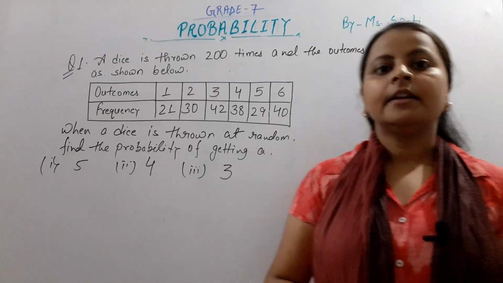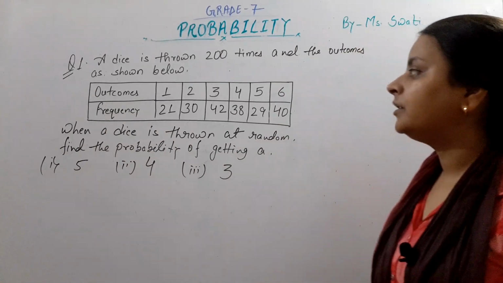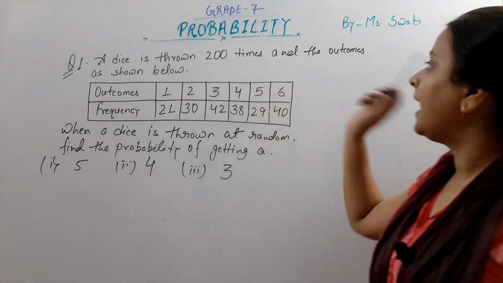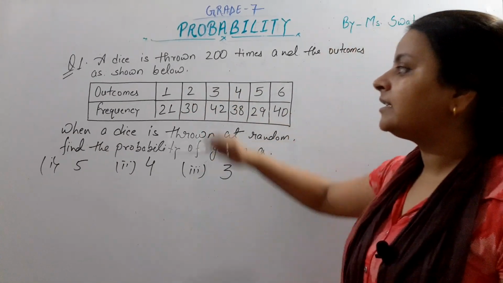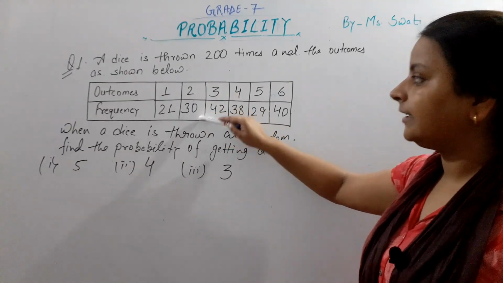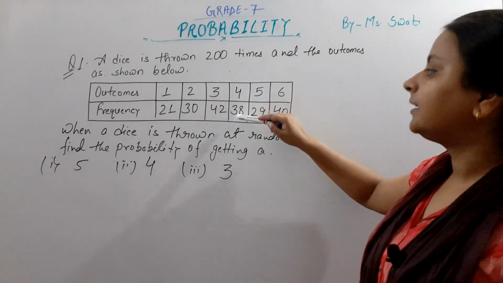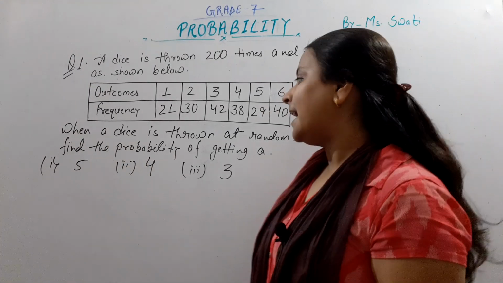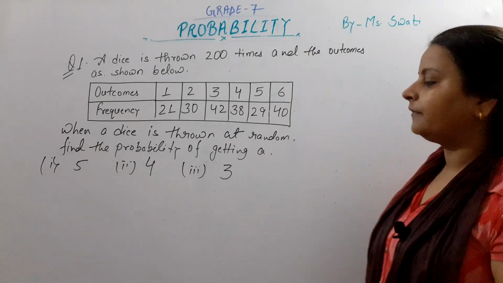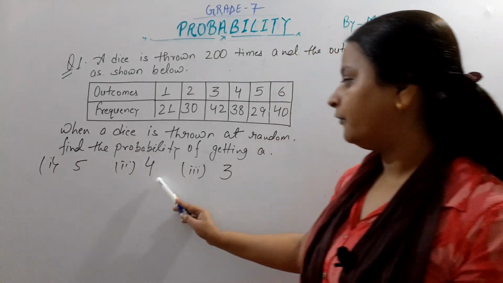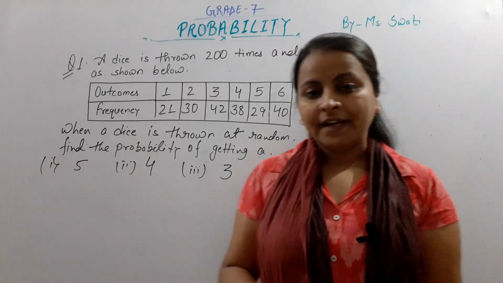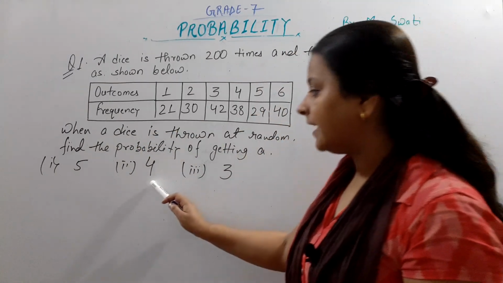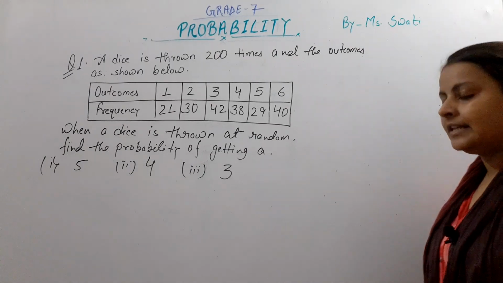Students, when we throw a dice, we know that the outcomes are 1, 2, 3, 4, 5, 6. When a dice is thrown 200 times and the outcomes are as shown below, it means 1 occurs 21 times, 2 occurs 30 times, 3 occurs 42 times, 4 occurs 38 times, 5 occurs 29 times, 6 occurs 40 times. Now, when a dice is thrown at random, find the probability of getting 5, 4 and 3. What we have to do? We have to find the probability of getting 5, the probability of getting 4 and the probability of getting 3.